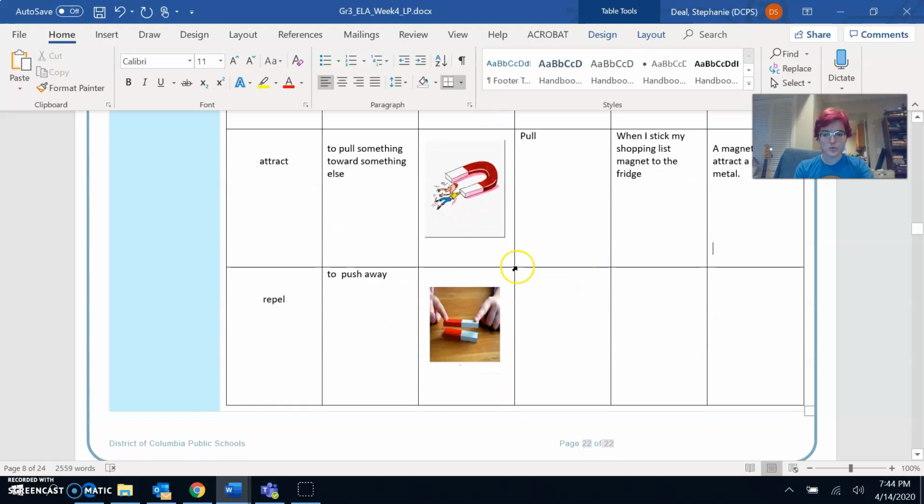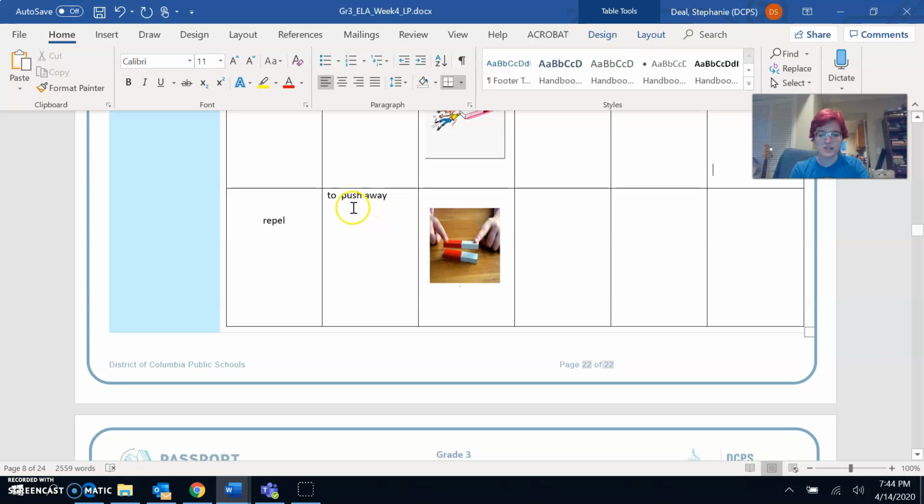Our last word is repel, which means to push away. So in the picture, it looks like there are two magnets, and they're holding the north side to the north side and the south side to the south side, so they repel from each other. They push away. And I know that a synonym for repel is push. Next, we're going to get specific.